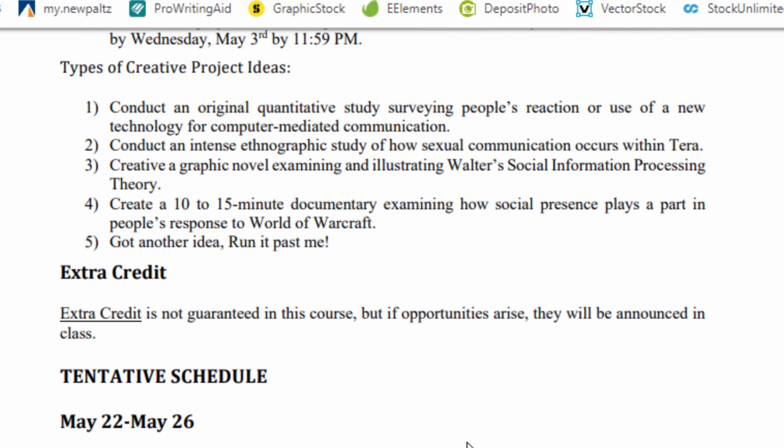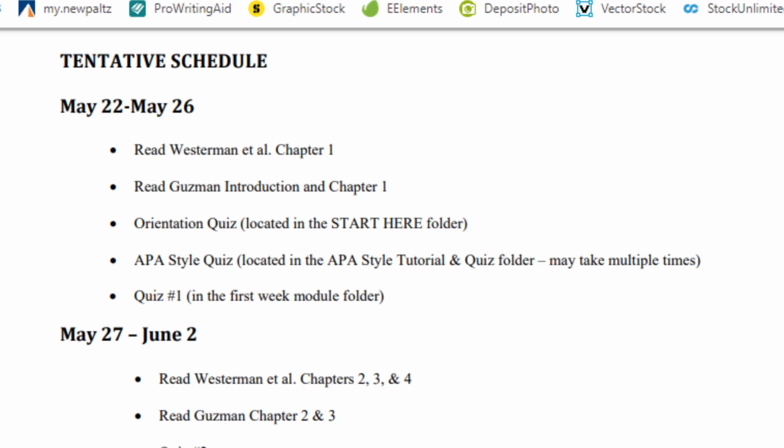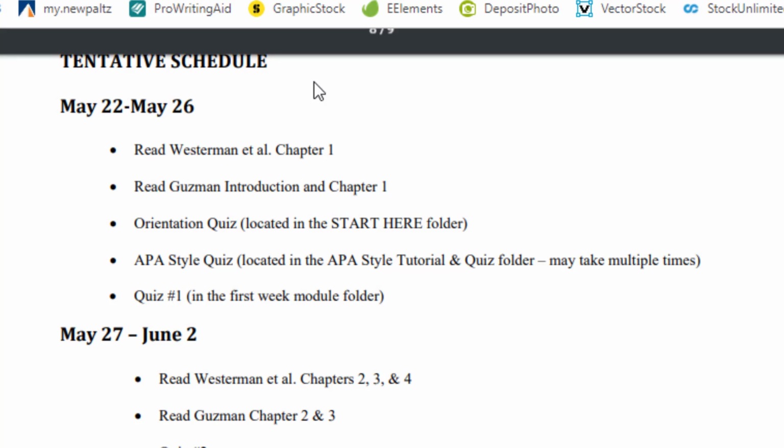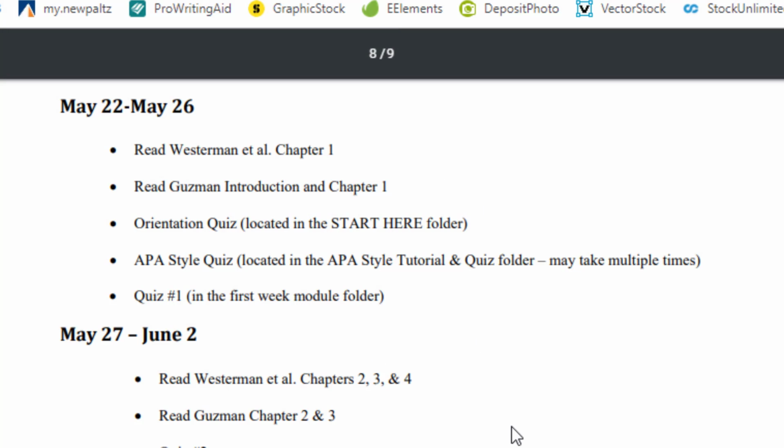So if you have another idea, talk to me. Then we get to the actual tentative schedule, and basically you're going to see that it breaks it down on a week-to-week basis as for what is going to be covered.